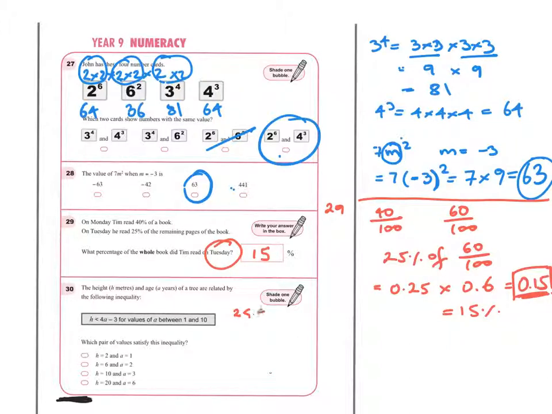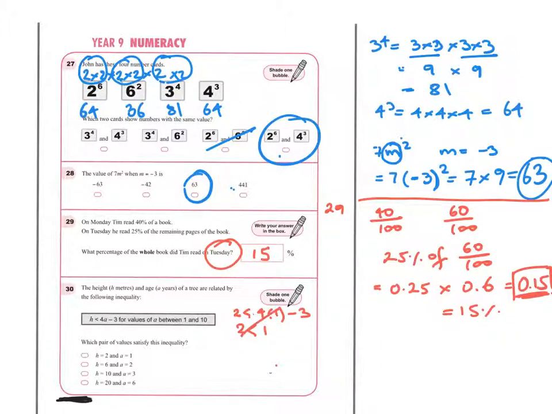4 times a is 1, and then take away 3. 4 times 1 is 4. 4 take away 3 is 1. So 1 is bigger than 2? What do you think? Okay, 4 times 1. I don't think so. So it doesn't look like the first one.